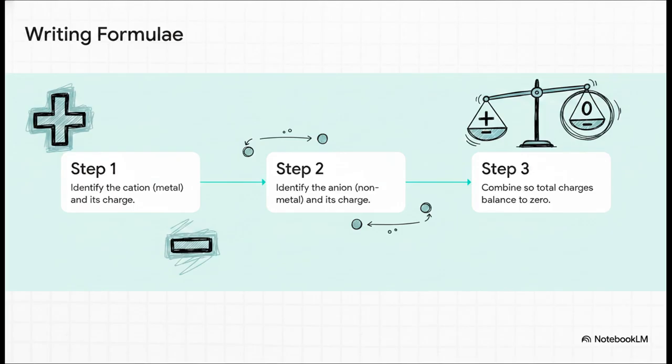Step 1, identify your positive metal cation and its charge. Step 2, identify your negative non-metal anion and its charge. And step 3, this is the most important part, combine them in a ratio so that the total positive charge and the total negative charge perfectly cancel each other out to equal 0. The final compound must be completely neutral. It's just like a puzzle.